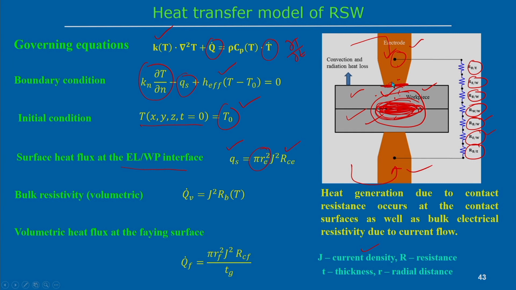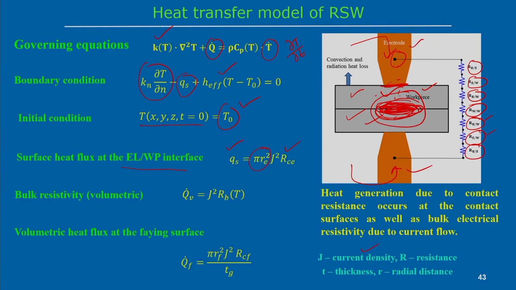So, contact resistance has to be defined between the workpiece and the electrode material. This is the one surface flux. Then for bulk resistivity, we are counting over the volume, so we can assume this is the volumetric heat generation because of the bulk resistivity of the particular material. J is the current density and R is the bulk resistivity of the component, and bulk resistivity is normally available as a property that can be measured or defined as a function of temperature. So, the bulk resistivity can be calculated like that.